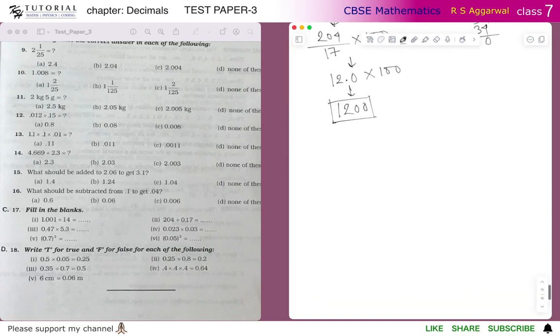Okay, let's do number 3. It's 0.47 multiplied by 5.3. We have to find this. So it's a product of two decimal numbers. So first we will convert them to decimal fractions. This becomes 47 by 100 multiplied by 53 by 10.